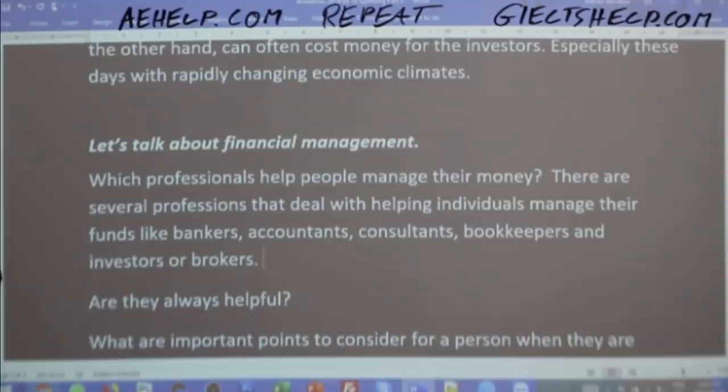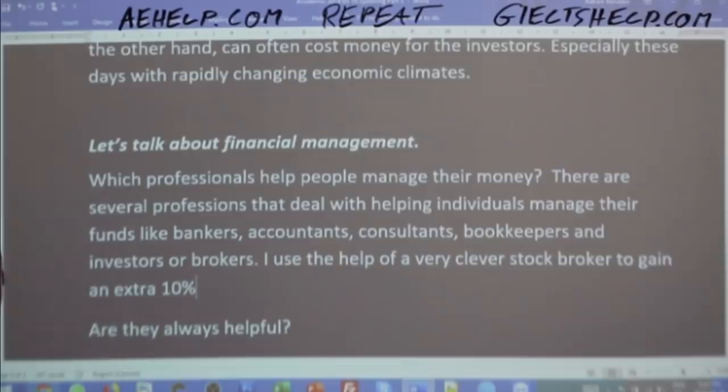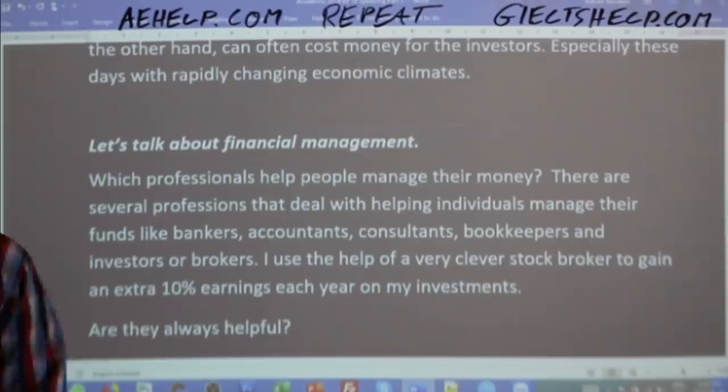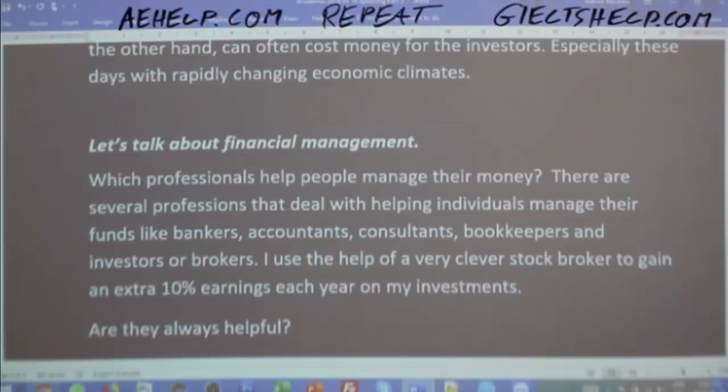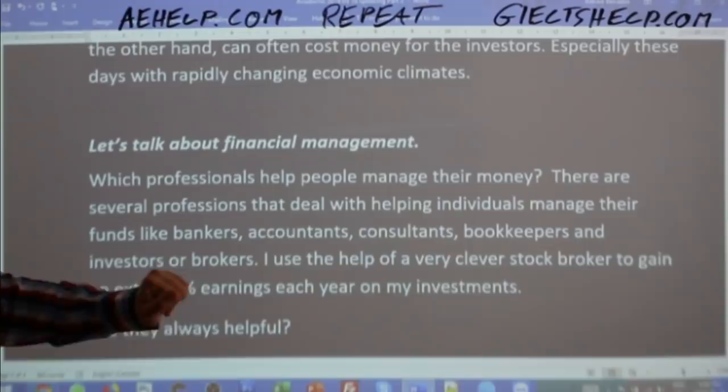I use the help of a very clever stockbroker to gain an extra 10% earnings each year on my investments. Okay, so that works quite well. Life insurance companies put you, absolutely. Life insurance brokers, they're also called life insurance brokers. Okay, keep that word in mind, students. I didn't really see it too often come up, but brokers, they're called brokers.